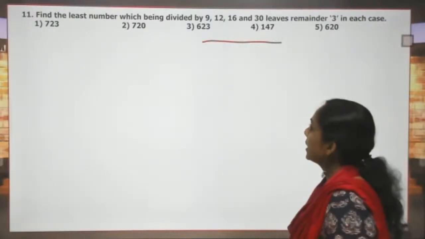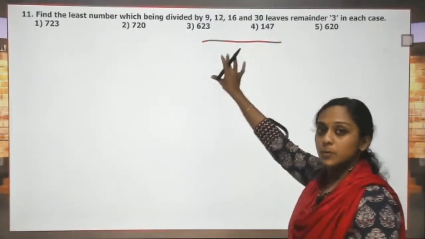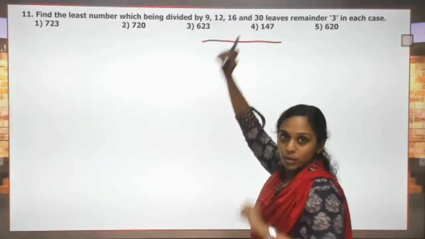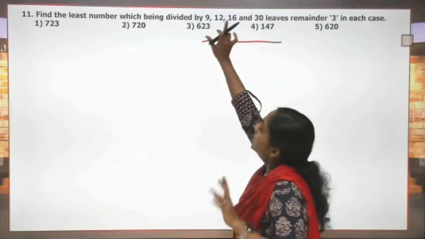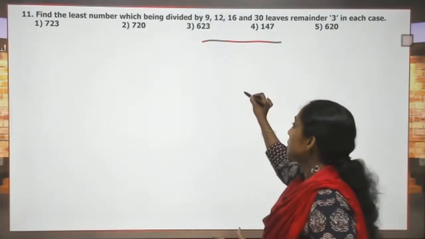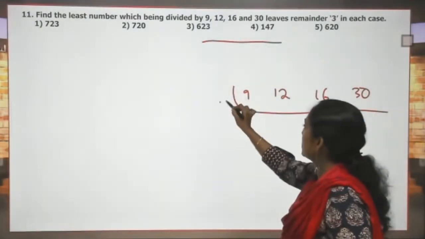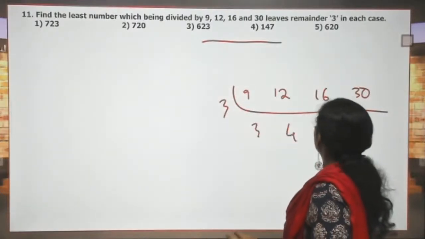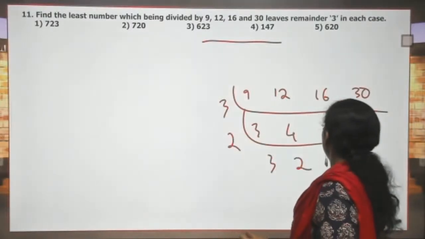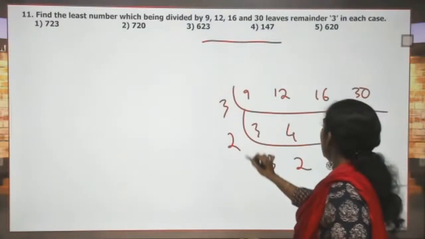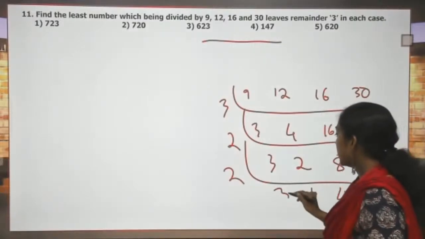Take the LCM. If it is 2 or 3 numbers, it will be easier when you check the multiples of the biggest number. Here the biggest number is 30. Go for its multiples which are divisible by 9, 12 and 16 together. But here it is easier to take the LCM like this. 3, 4, 16, 10 with 2, 3, 2, 8, 5. Again with 2, 3, 1, 4, 5. So here it ends.